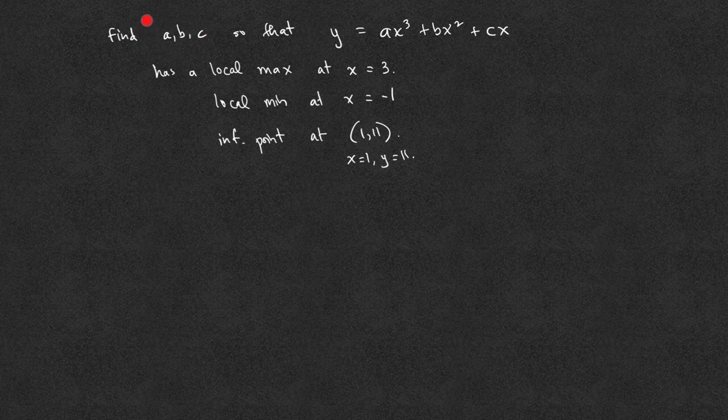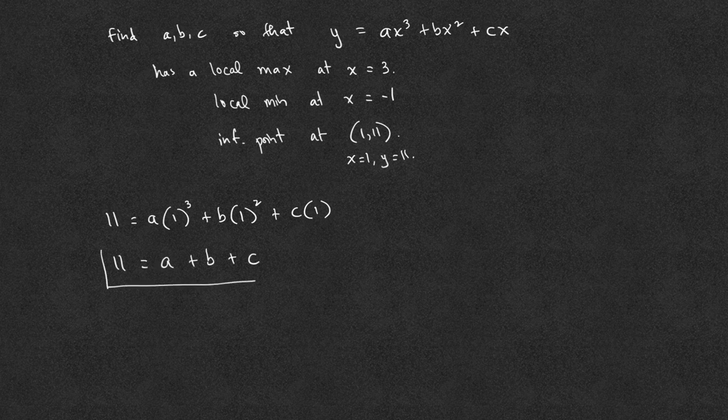These are three unknowns, so we would need to have three equations. The first point (1, 11) gives us one equation already. 11 equals a times 1 cubed plus b times 1 squared plus c times 1. This is 11 equals a plus b plus c, which is one equation already.